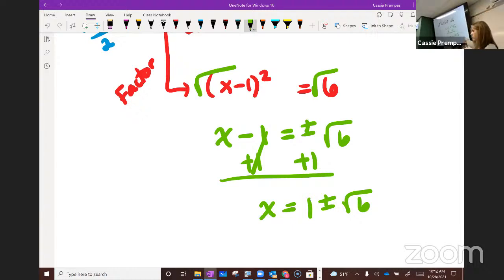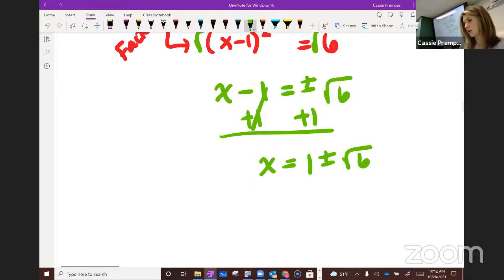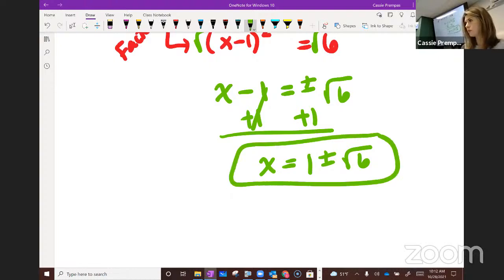Can the square root of 6 be simplified? No, 6 is 2 times 3. There's no set of the same factors that go in. So this would be my answer. Does that help working through that one? Lydia? Yeah. Awesome. All right, let's keep doing it.